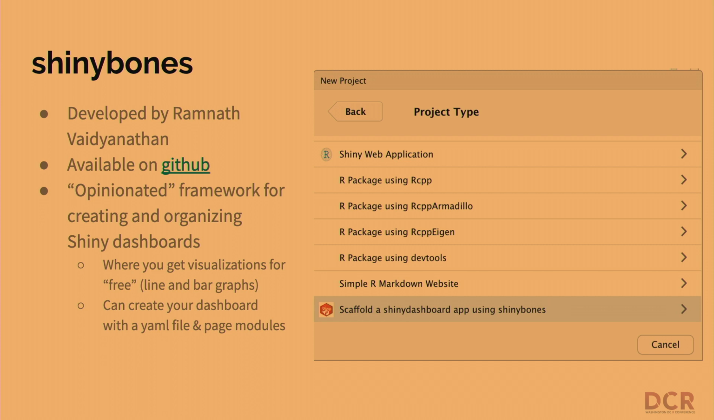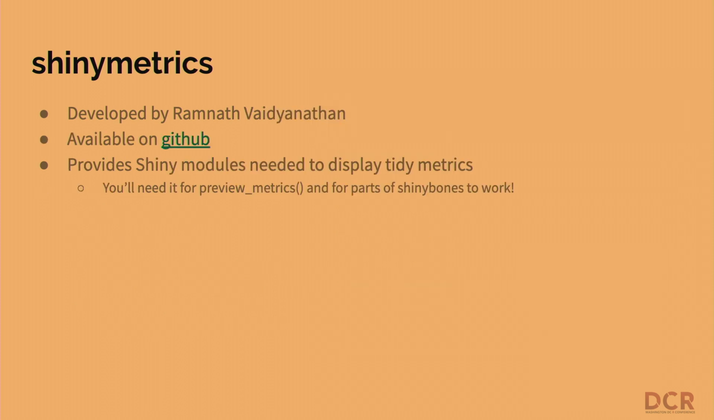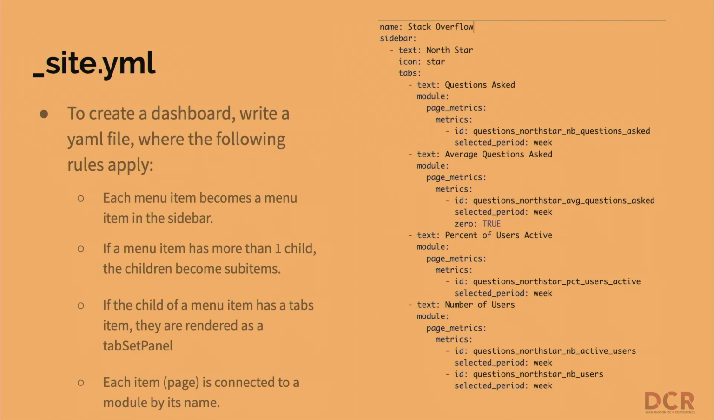Right now, line and bar graphs, as long as you make a metric, it's going to detect, okay, I have this metric, and I'm going to turn it into a line graph or a bar graph, depending on what it is. You can also create your dashboard with a YAML file and page modules, and Ramnath built in. Once you've got it installed, you can just pull down in the new project, scaffolded Shiny dashboard app using shinybones. You'll need shinymetrics installed. The preview metrics and a couple other things are there. It's a dependency. So you write your site.yaml.